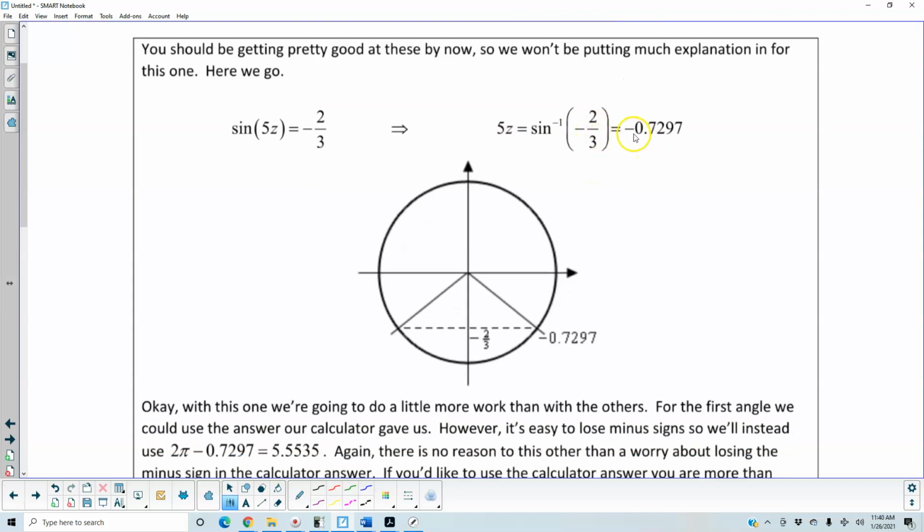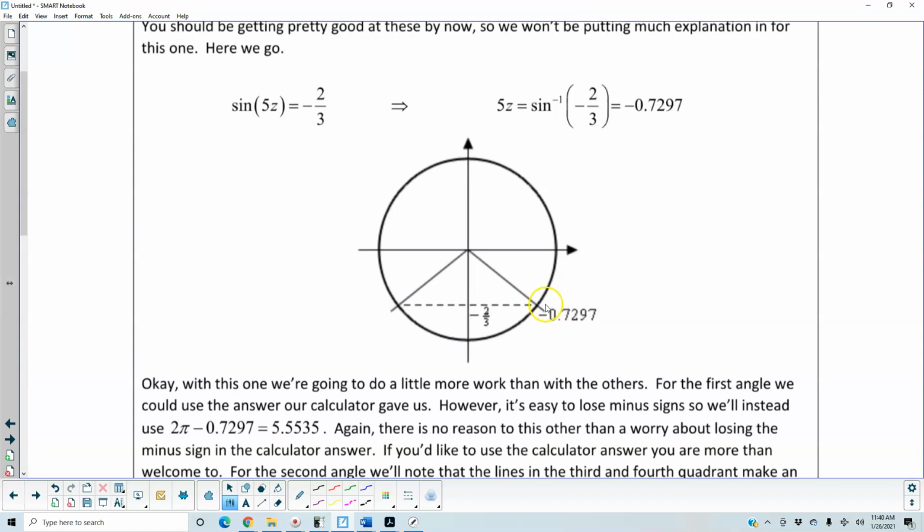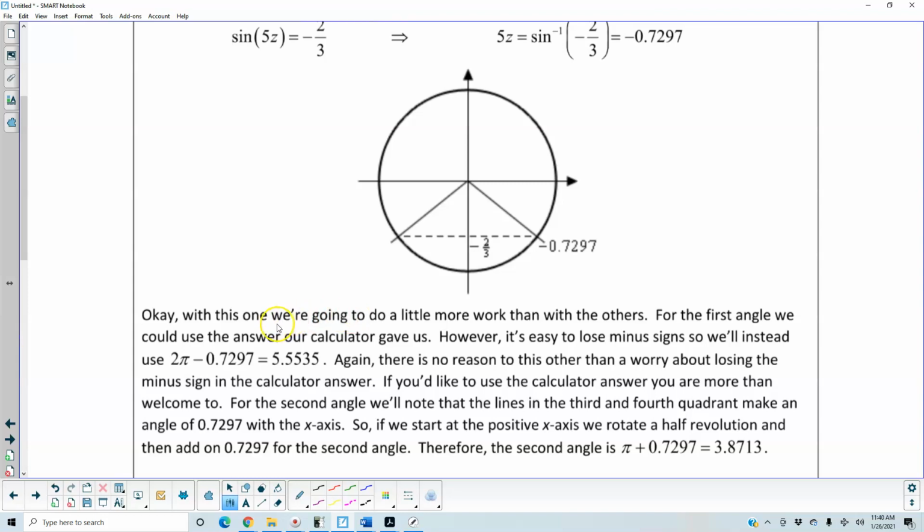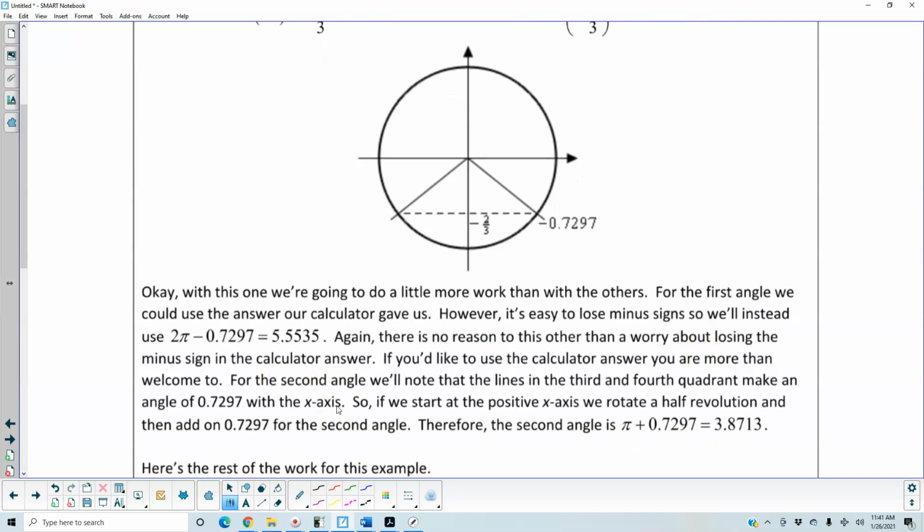Now plugging this into our calculator, we get -0.7297. So there is our angle. We want to find this angle. Okay, with this one, we're going to do a little more work than with the others. So for the first angle, we could use the answer our calculator gave us. However, it's easy to lose minus signs, so we'll instead use 2 pi minus 0.7297 to get 5.5535. Again, there's no reason to this other than a worry about losing the minus sign in the calculator answer. So if you'd like to use the calculator answer, you are more than welcome to.